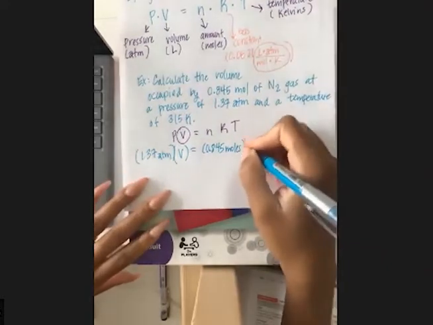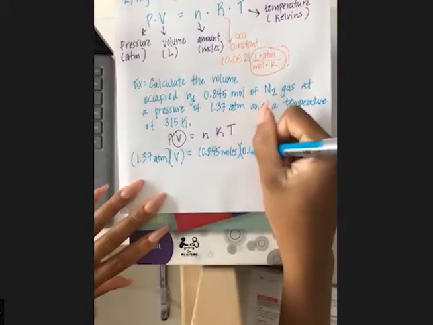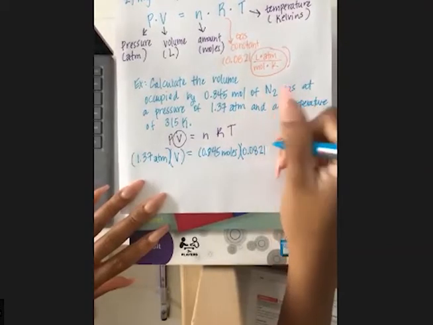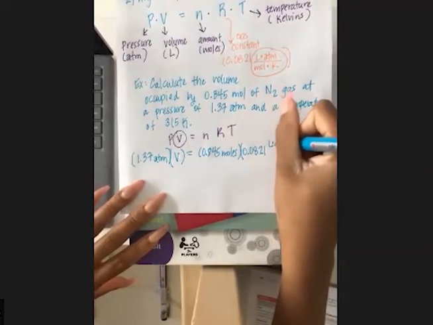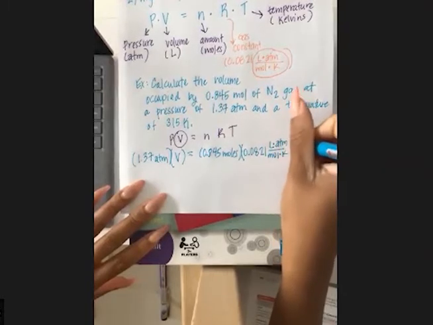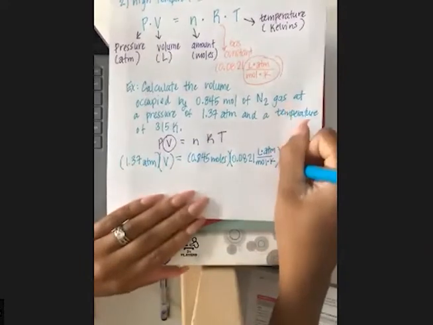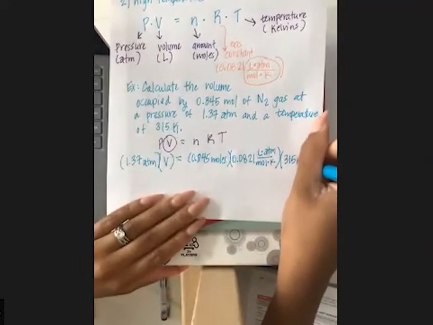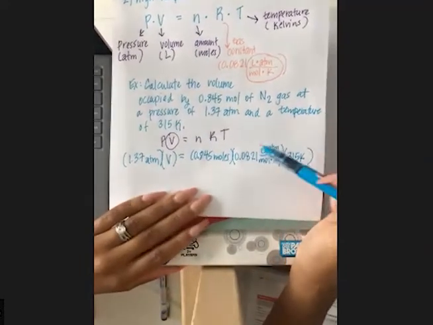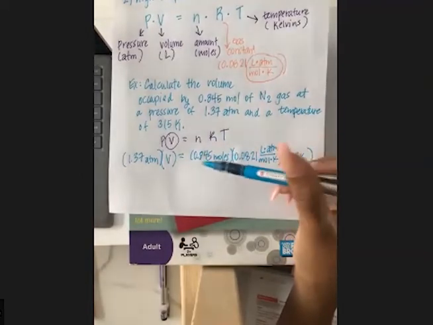And then my R, remember, it's always going to be this number, which is 0.0821 liters times atmosphere over mole times K. And then finally, what's my temperature? 315. In this case, it's already given to me in Kelvin. I don't have to worry about changing it to Kelvin. So I just need to solve for V.